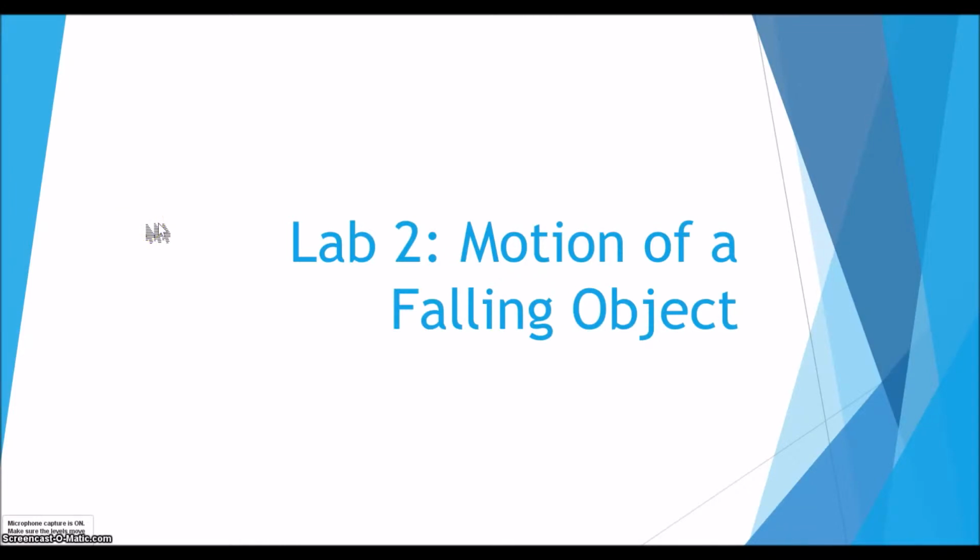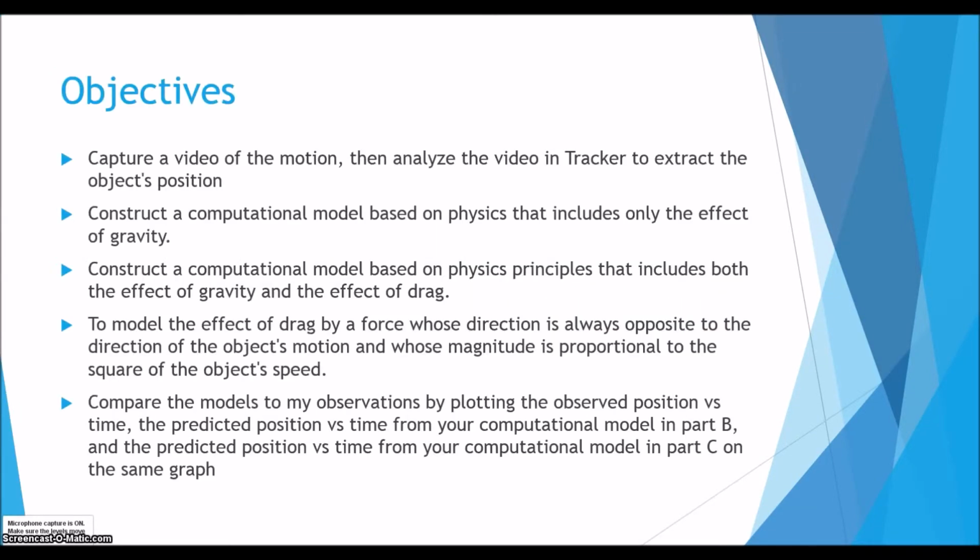This is Lab 2, Motion of a Falling Object. In this lab, I took a video of a ball dropping from midair and analyzed it in Tracker. Then I used Newton's second law to include the acceleration caused by the Earth's gravitational force in Python.